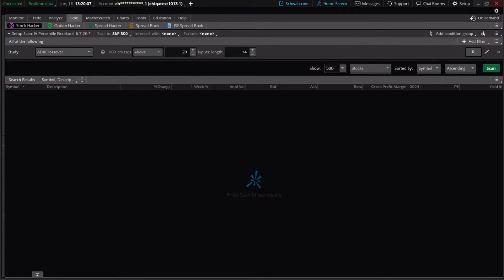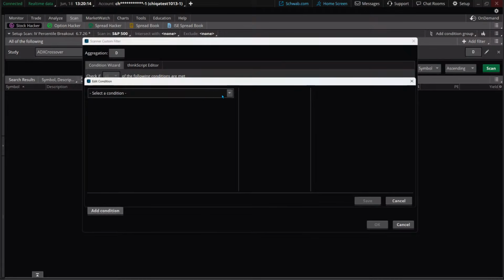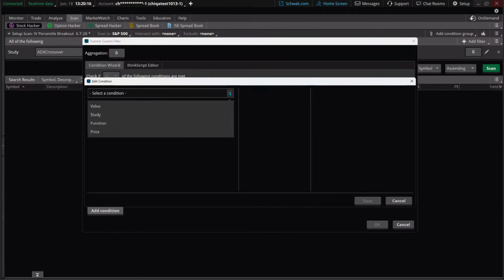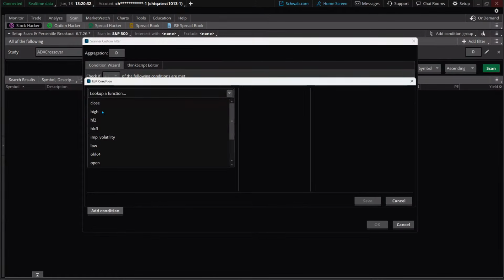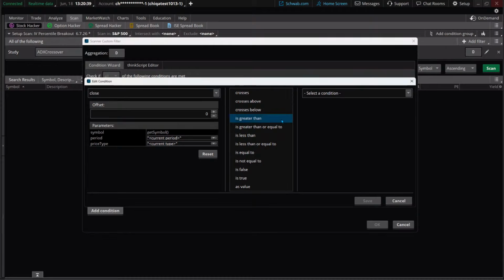I'm going to click on that little pencil here so we can take a look at that script. The first thing we want to do is delete that ADX, and we are just going to add basic conditions. I like this because it can get you guys up and going very, very quickly. If you want to learn the code, it's a good way to learn the code too. It's one of the ways that I definitely learned the code initially, through the thinkScript editor. But all we're simply looking at is this. Say, for example, closing price is crossing above or is greater than. I'm just going to use greater than for now.